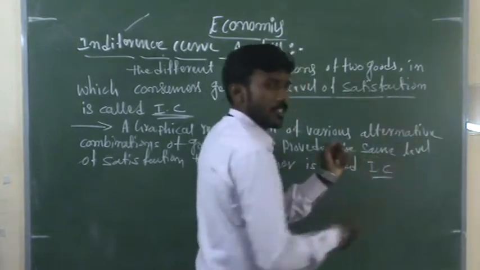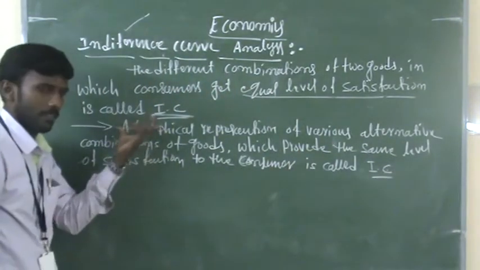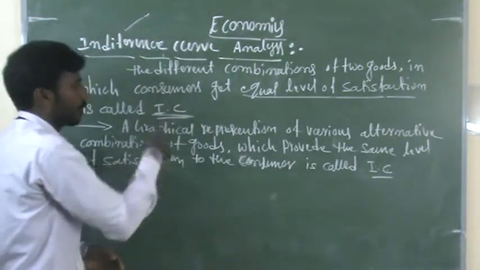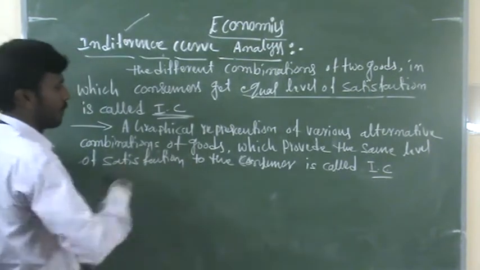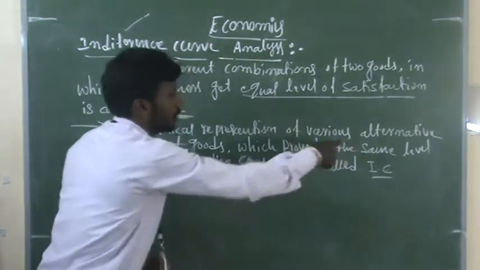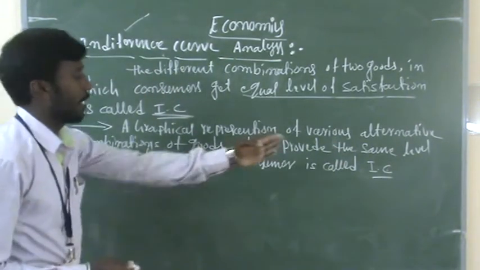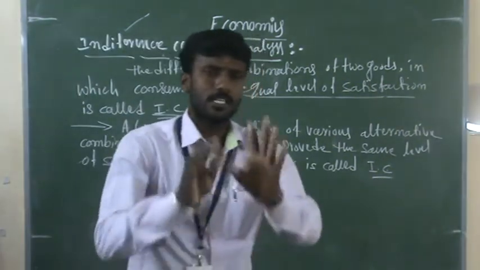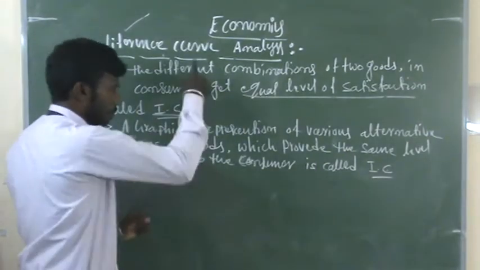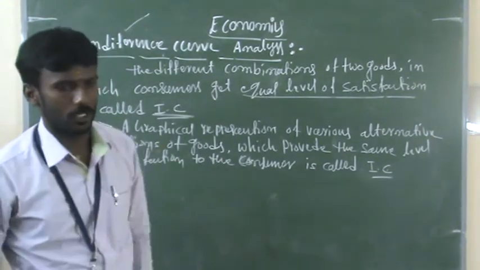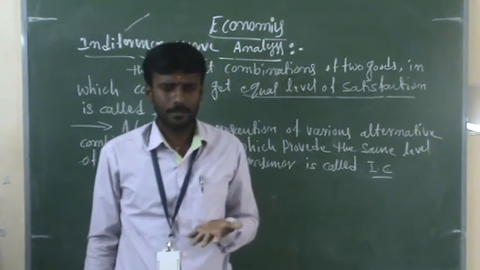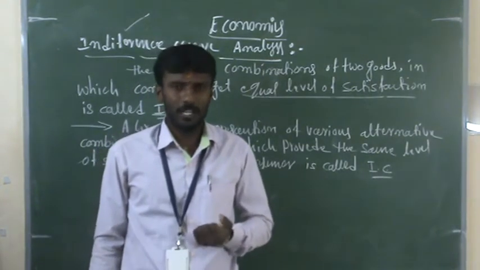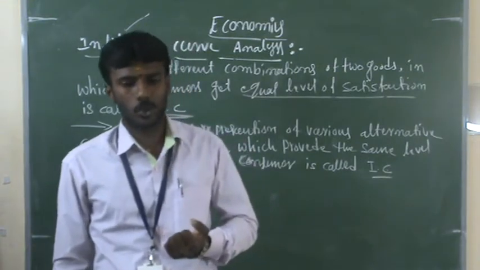That all bundles, suppose we are going to represent in the graph. At that time, we explain that: a graphical representation of various alternative combinations like bundle 1, bundle 2, bundle 3, bundle 4, bundle 5, that all bundles will give the equal level of satisfaction or the same level of satisfaction to the consumer. It is also called the indifference curve. See students, it is very clear, both meanings give the same meaning only. The combination of various commodities will give the equal or the same level of satisfaction to the consumer.